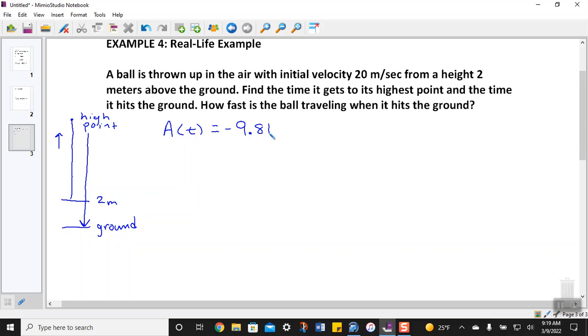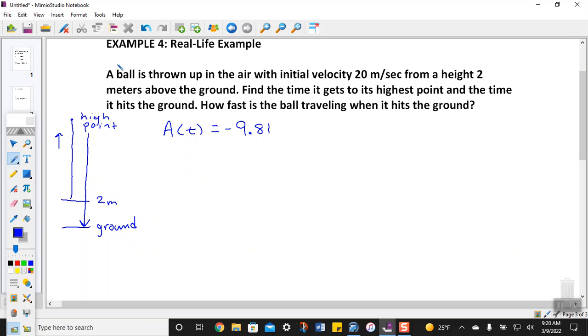So help me work backwards then to get to the velocity function. I'm going to put the velocity function right over here, v of t. Velocity would be the antiderivative of acceleration. Is that true? Okay, so what's the antiderivative of our acceleration? Negative 9.81 t plus some constant c out here, right?